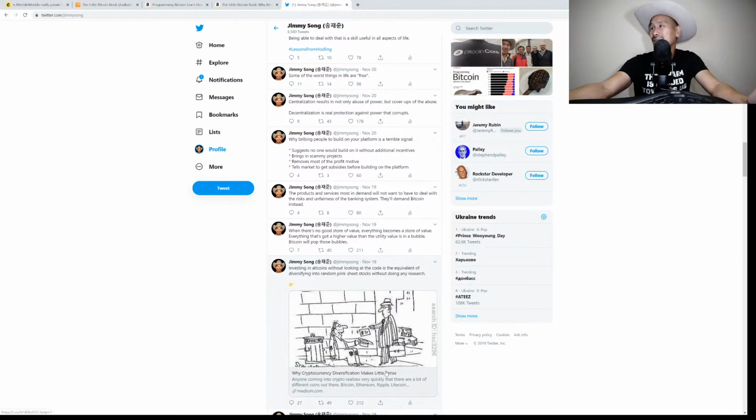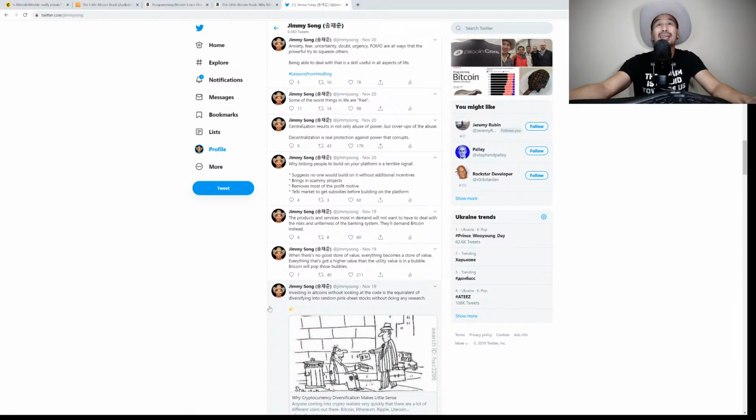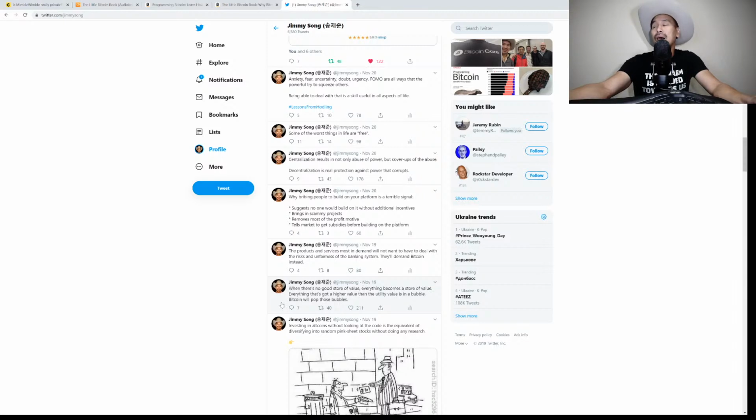This is an article I wrote a while back. I wanted to give it a little attention. Investing in altcoins without looking at the code is the equivalent of diversifying into random pink sheet stocks without doing any research. And it's kind of true because most people don't look at the code for altcoins, and that's kind of the sad reality. When there's no good store of value, everything becomes a store of value.